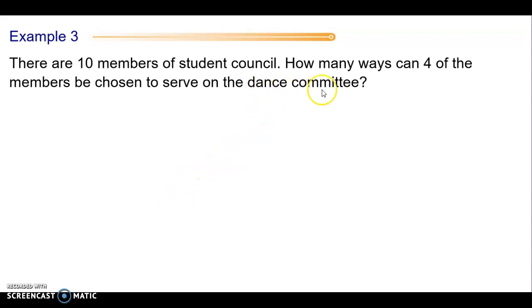So this is just a dance committee. There are no specific roles within that committee. Order does not matter. So this is the combination.